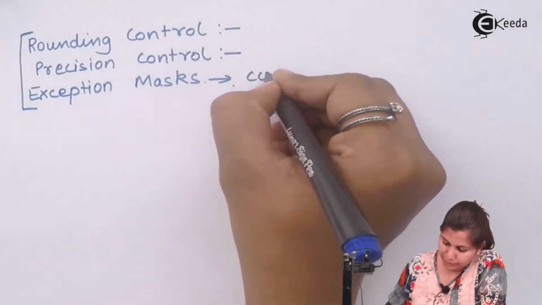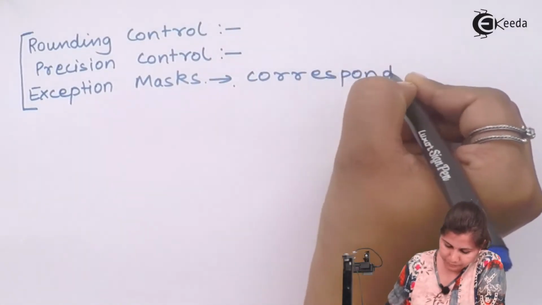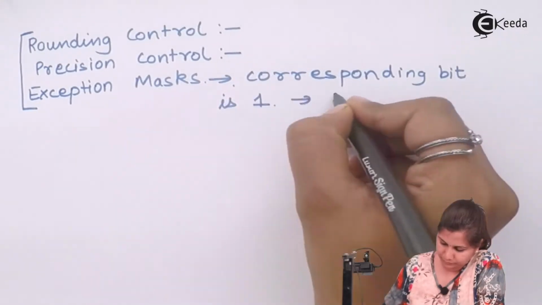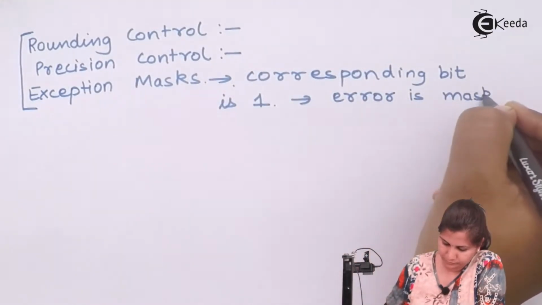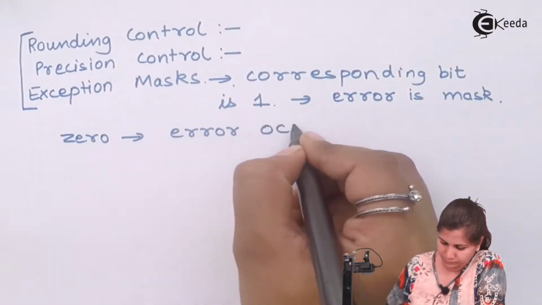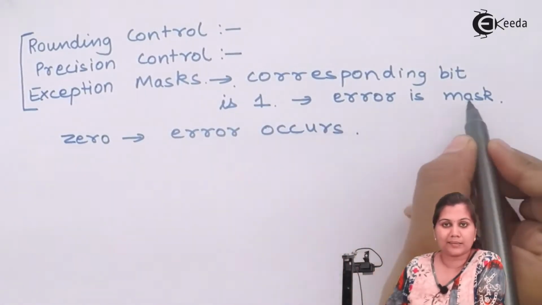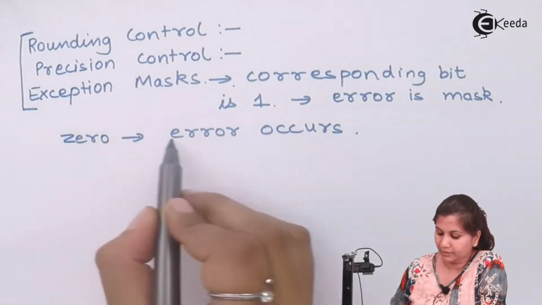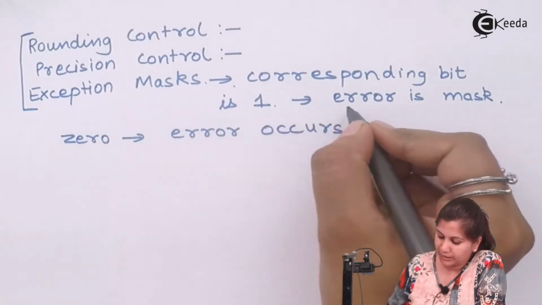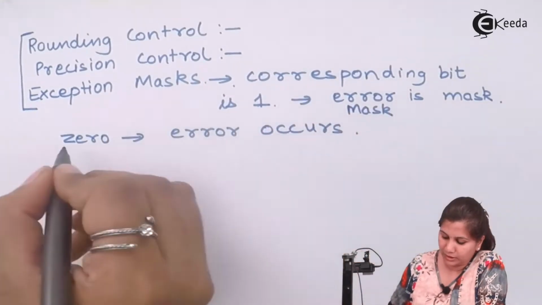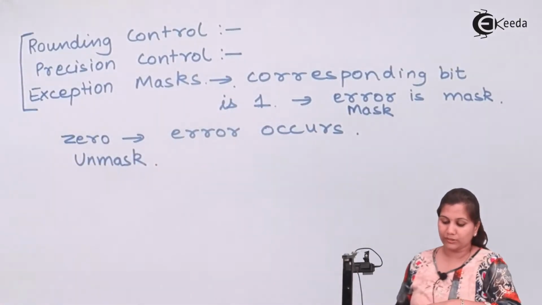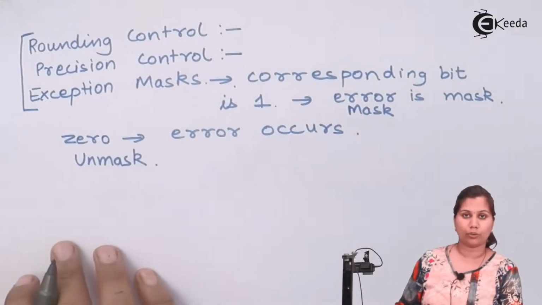If the corresponding bit is set to 1, the error is masked, which means the error is not going to occur, and error not masked means the error is going to occur. So when it is 1, masking is done, and when it is 0, unmasking is there. So these operations are performed by the control register.